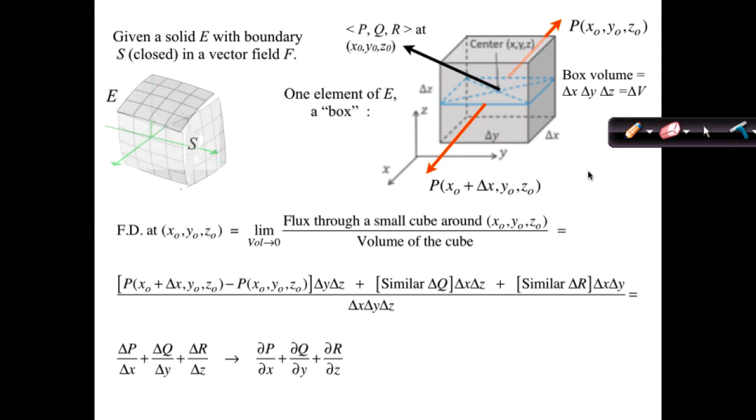And so what I can do is split up that fraction into three fractions. In the first fraction, delta y and delta z cancel out, and we have the change in P over delta x. Similar will happen here. You have the change in Q over delta y, and then the change in R over delta z. Those are just the partial derivatives of P with respect to x, Q with respect to y, R with respect to z. And what's that right there? The divergence. So this is a proof that flux density is the same as divergence, by looking at one element.